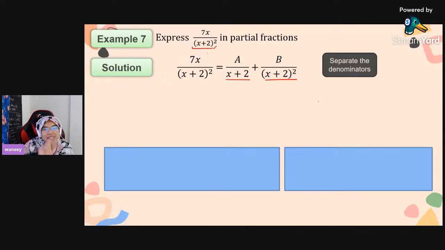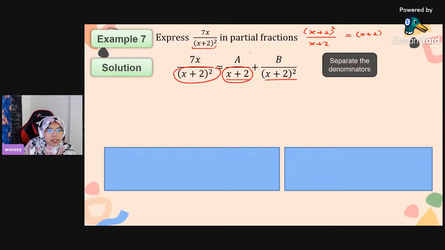Okay, so what is the second step? The second step is where we want to have a common denominator. Okay, so my advice is that you take this denominator on the left hand side and then you divide with your denominator. Whatever left, you times them with your constant up here. Okay, so for example, x plus 2 square, you divide them with x plus 2. So when you divide them, you are going to get x plus 2. So that means A will be times with x plus 2.